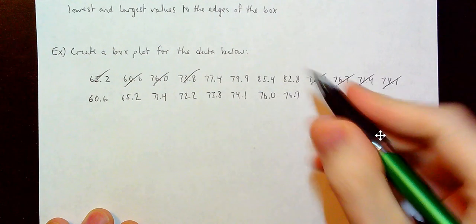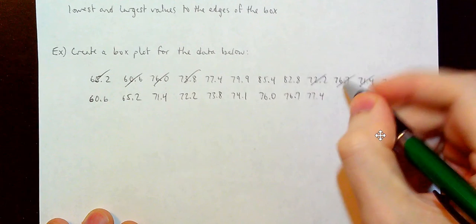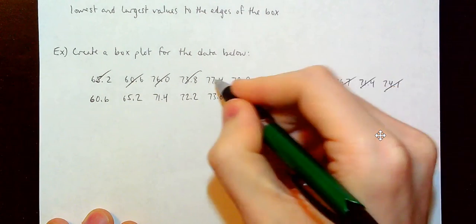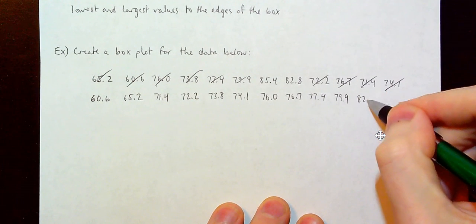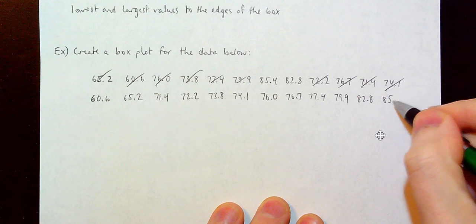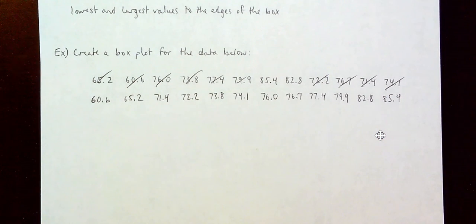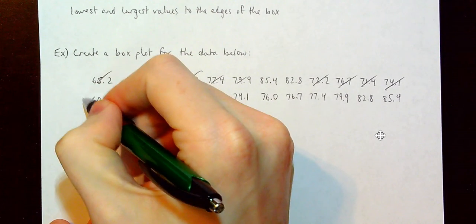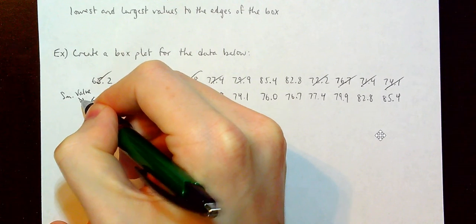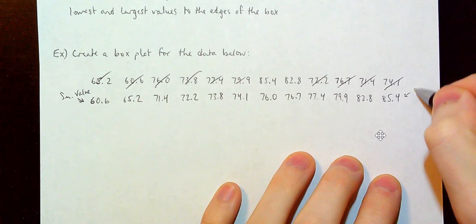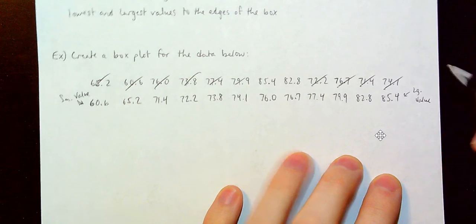And then we have 77.4 and the 79.9. And then we have the 82.8 and the 85.4. So now we have our pieces of data in increasing order. We can clearly see that this is our smallest value, and this here is clearly our largest value.